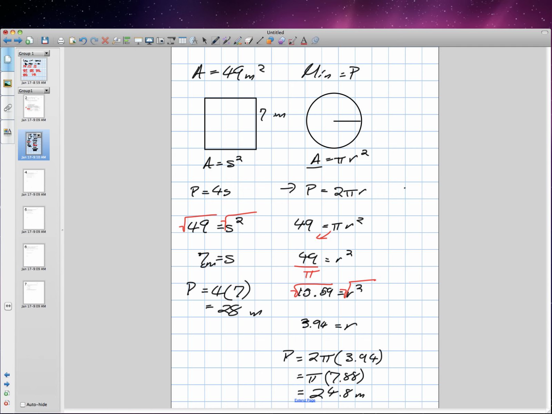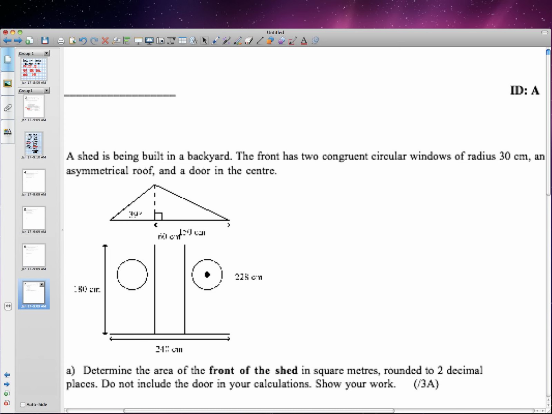Okay, so let's read this question. It says that a shed is being built in a backyard. Oh, what happened to this picture? The front has two congruent circle windows of a radius of 30. Okay, so I'm just going to fill this in as we go.